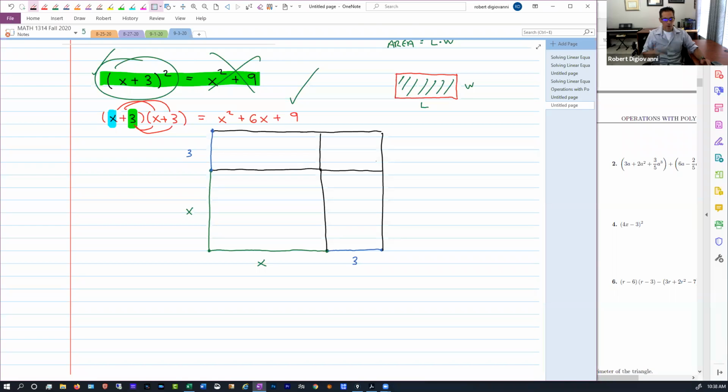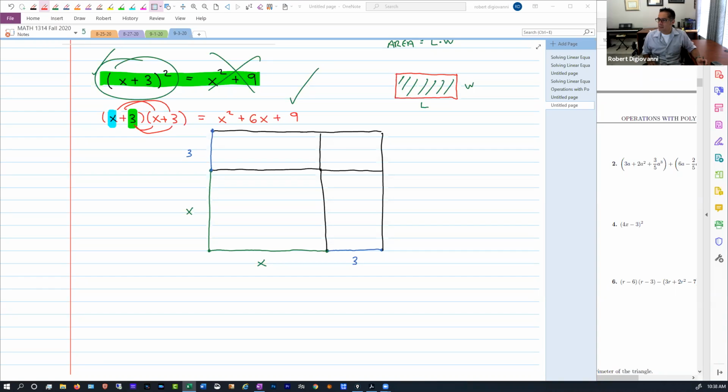Okay, let's talk about the area of each of these boxes. So Roman, is Roman here? Roman, no Roman. I think Roman is no longer in this class, I don't know.